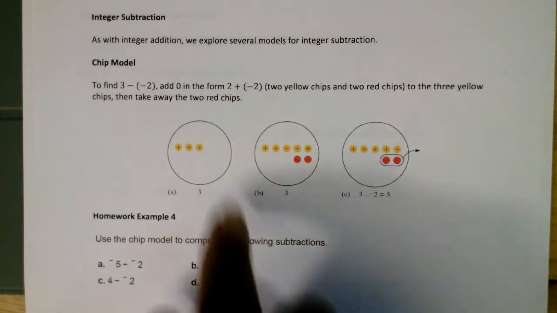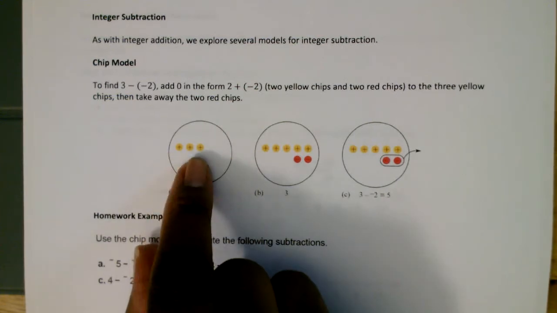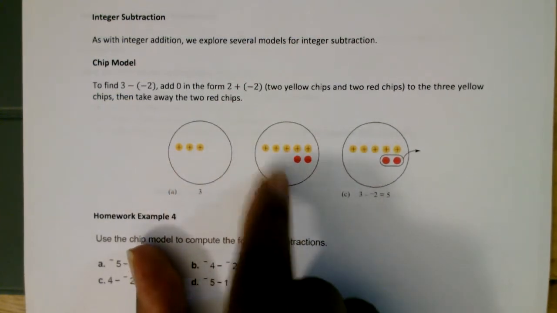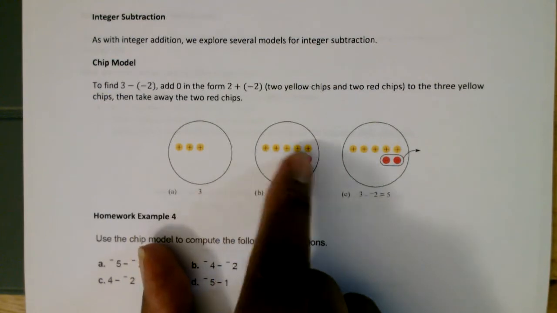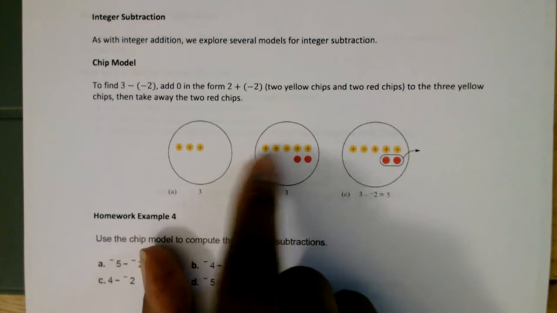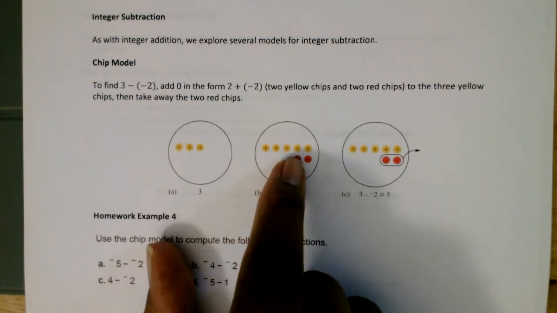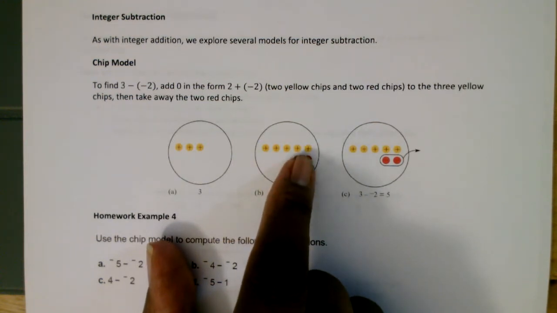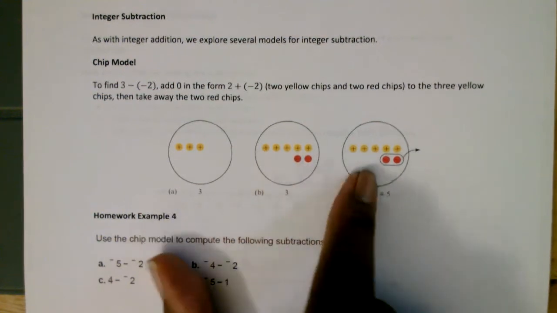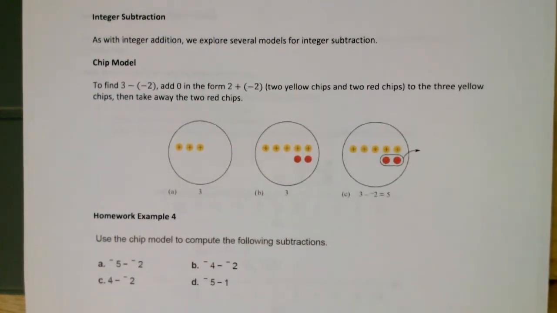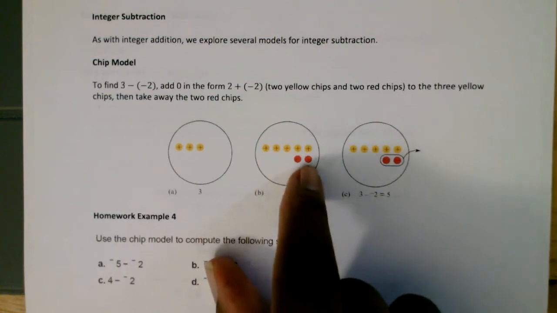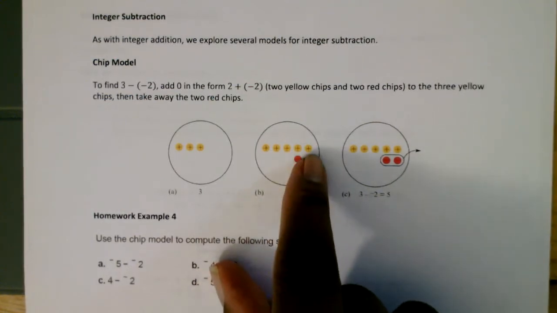As you can see in this illustration here, we have 3 yellow chips, and then we're going to subtract by adding 2 zero pairs, 2 red chips and 2 yellow chips. That way we can subtract negative 2 from it, and you'll end up with 5 yellow chips, which will be 5. So that's 3 minus a negative 2, which would give us 5. But for us to subtract negative 2, we had to include those 0 pairs, 2 red chips and then 2 yellow chips.